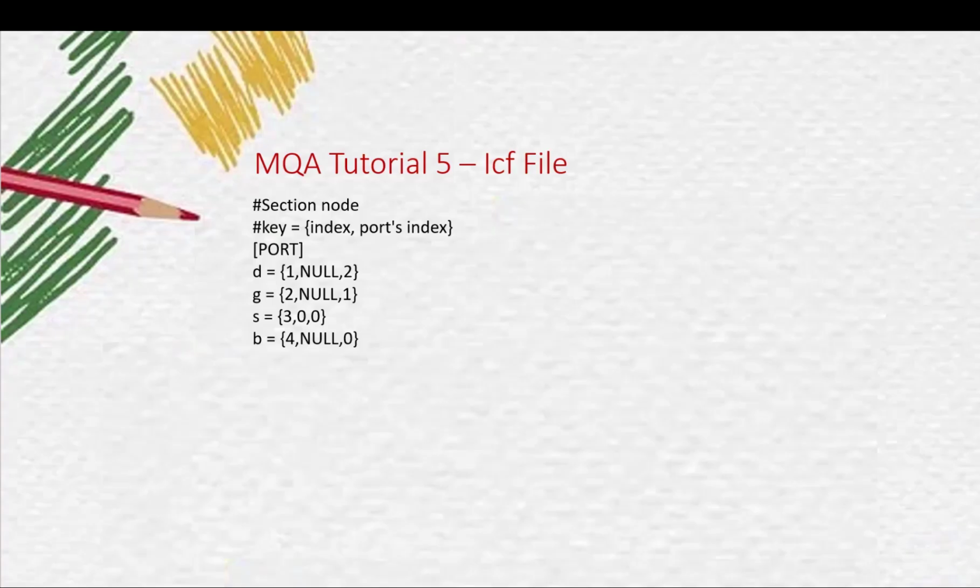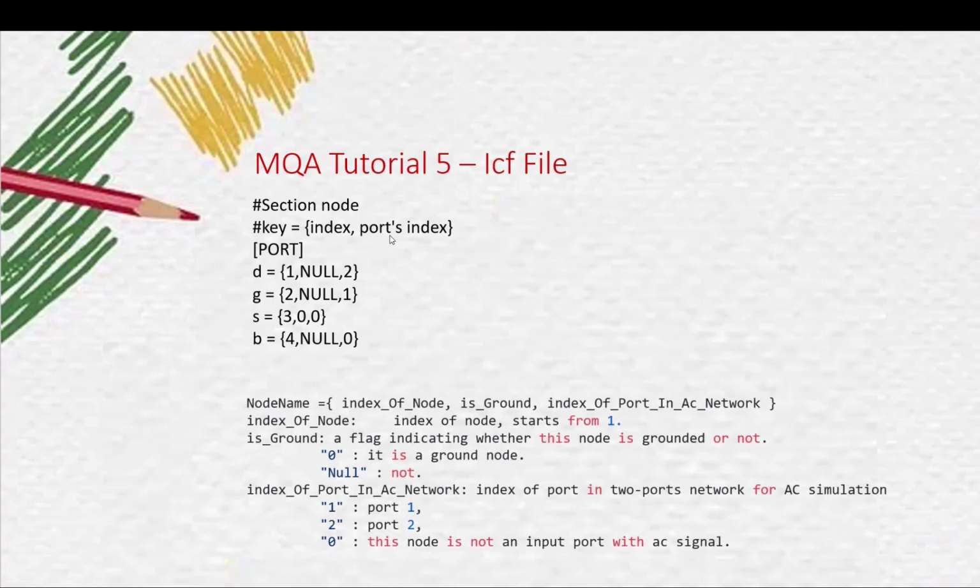So what's that meaning? We can see it starts with a number. So here's the definition. The node name and then the index of the node. The index is just a number. It starts from 1. It can be 1, 2, 3, 4. And if you have more, you can add 5, 6, 7, like that.